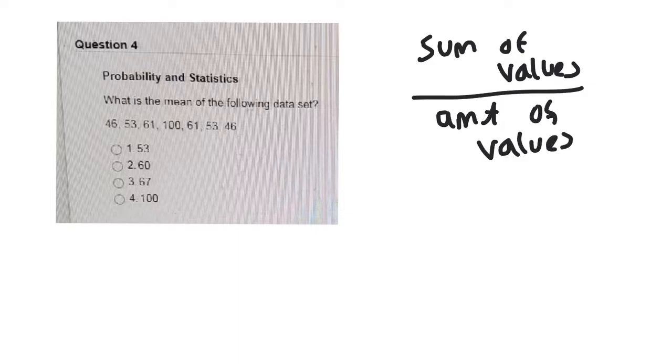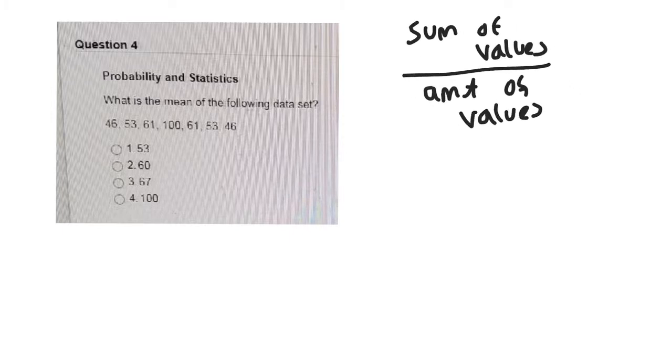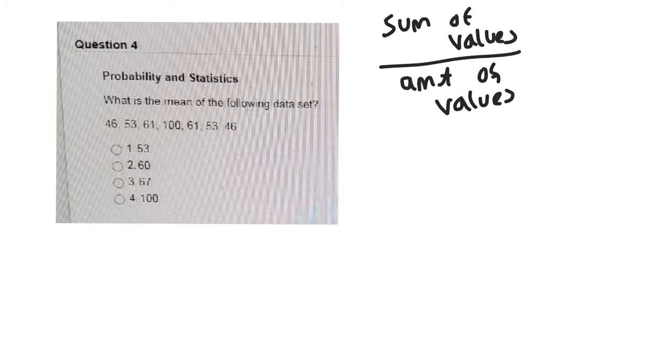Right? This is something that should be relatively easy. It might be a bit tedious, though. So you're going to have to add all this stuff up. It's going to be 46 plus 53 plus 61 plus 100 plus 61 plus 53 plus 46. And then you're going to have to divide it by 1, 2, 3, 4, 5, 6, 7.